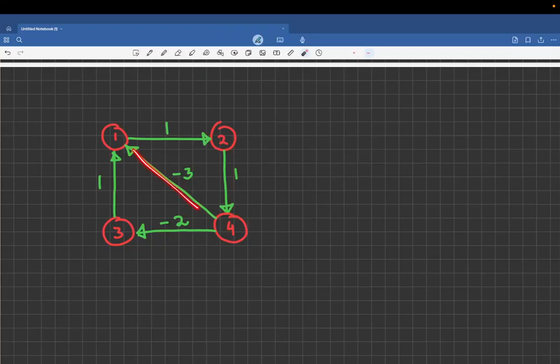Is this a cycle? No. Why? If you start from here, can you return here? No, right? By covering these particular edges, can you return over here? No. So this is not a cycle. This is a cycle. This is a cycle. We have two cycles in this particular problem. Now, what do we mean by negative cycles?